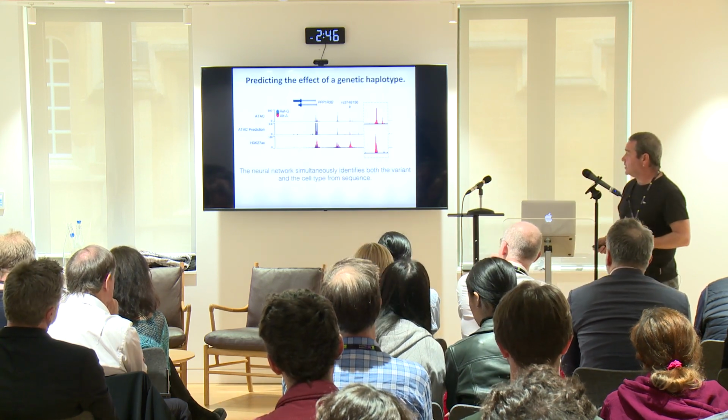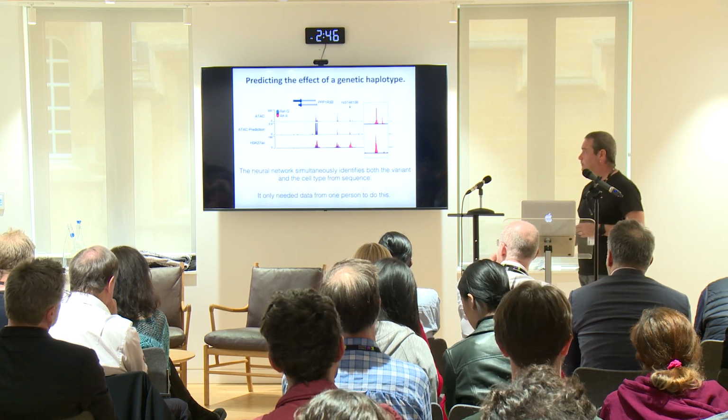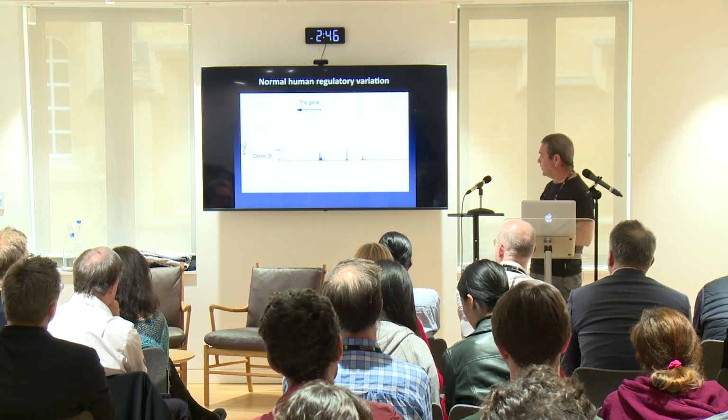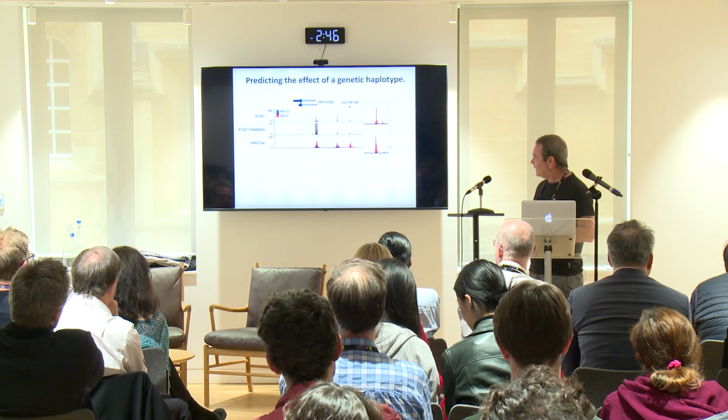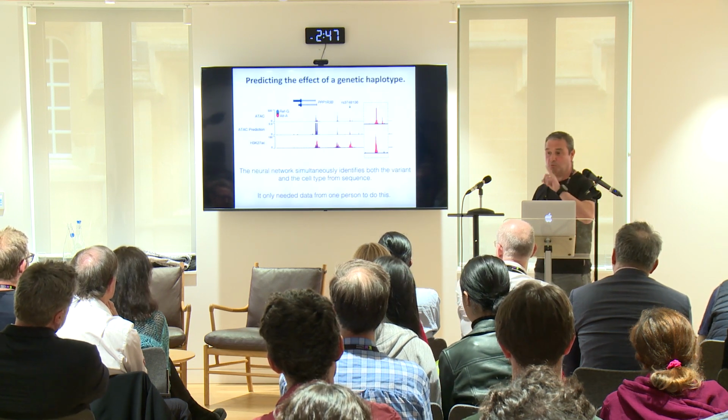So the neural network identifies both the variant and the cell type from sequence. And, an important point which I completely missed, you only need to do this in one person, once.